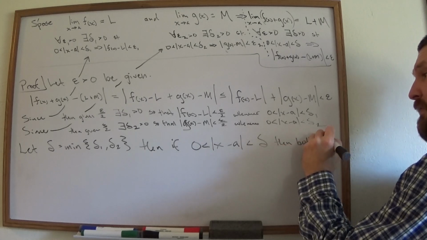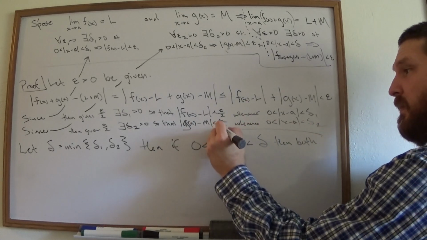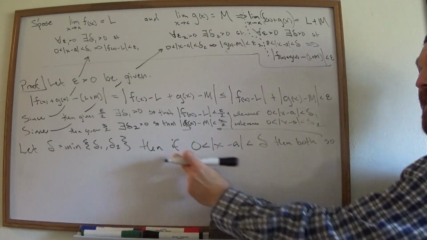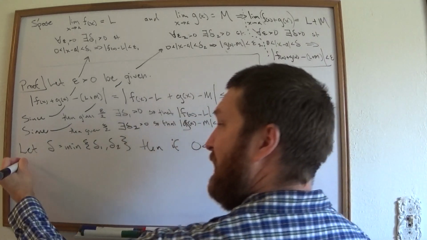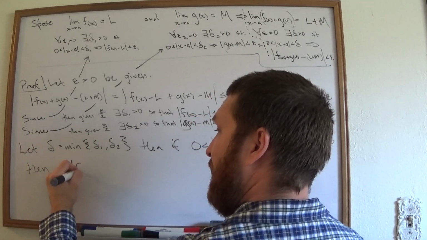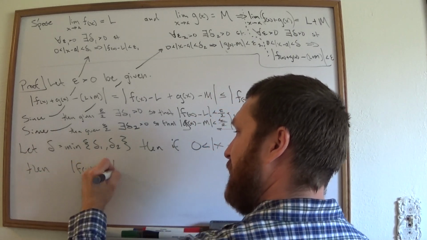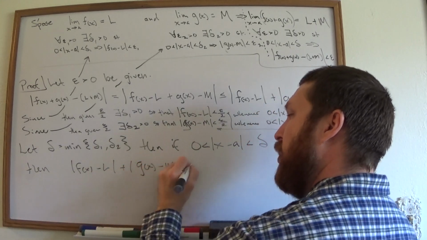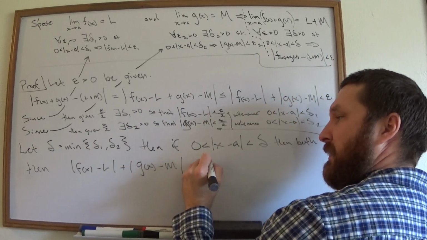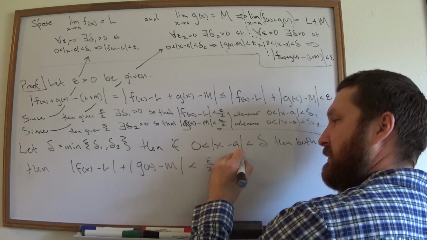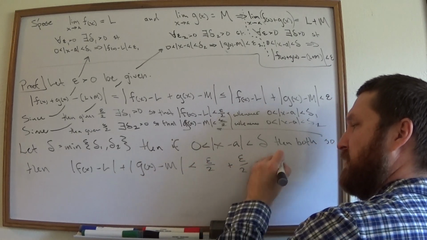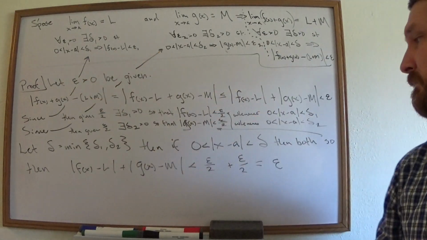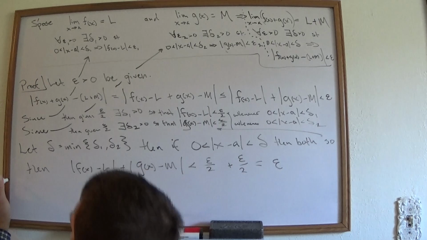Then both of those are true. So, if this, then the absolute value of f of x minus L plus g of x minus m will be less than epsilon over 2 plus epsilon over 2, which is epsilon, which is what we wanted to show. You gave me an epsilon.